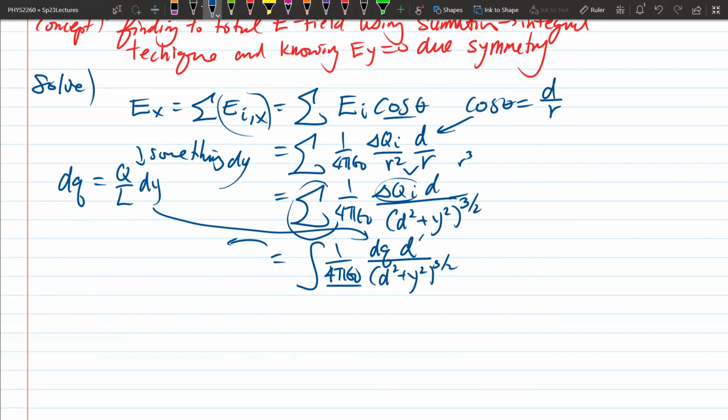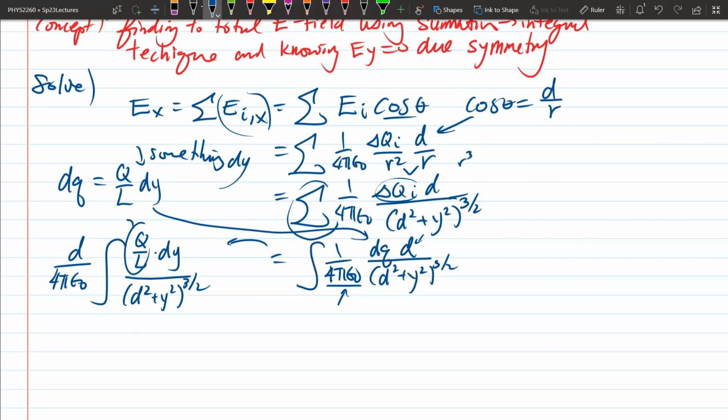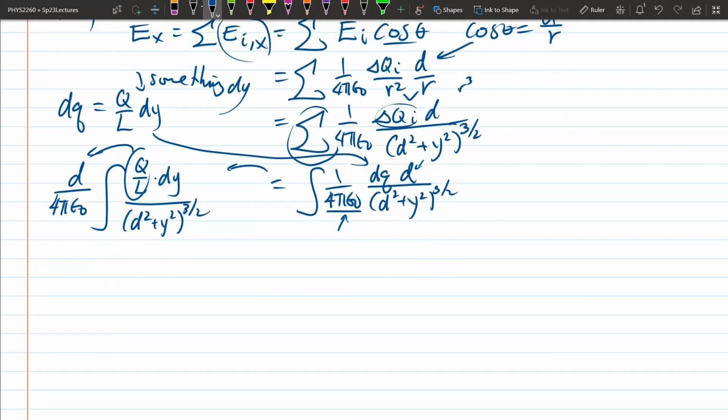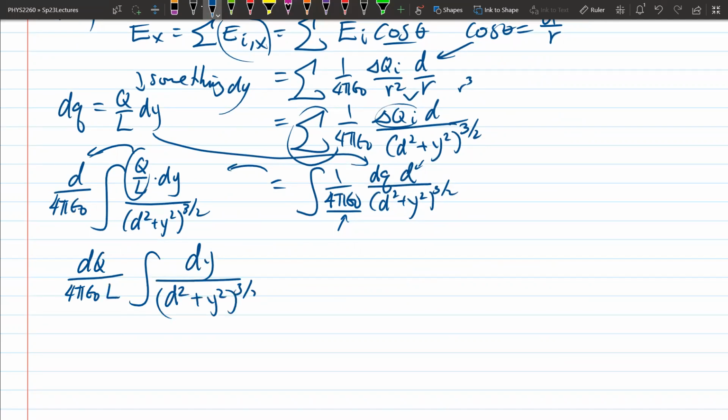I'm going to pull all these constants out, because that's a constant, that's a constant. So d over 4 pi epsilon naught, integral of, instead of writing dq, I'm going to write q over L times dy. And then the rest stays the same. Hopefully I'm doing this right. These are also constants, so we can even pull those out. So d times q over 4 pi epsilon naught, divided by L. And now you have this gnarly integral of d squared plus y squared to the 3/2 power.